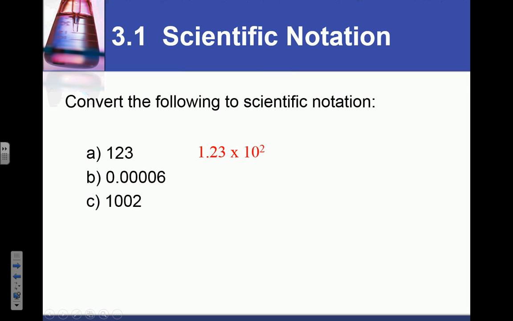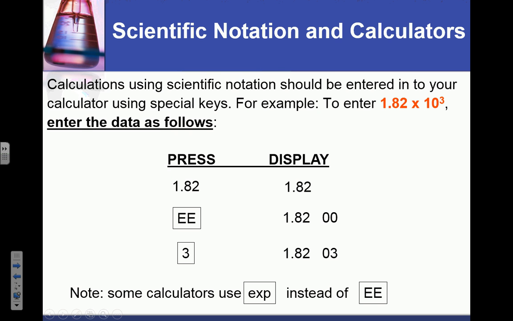If it's a number less than 1, like 0.00006, well, first we have to change the number to between 1 and 10. Well, that's going to be 6. And if we had 6, to get back to that number, 0.00006, we'd have to move the decimal 5 places. So we moved it to here. So to get back, we'd have to divide it by 10, 1, 2, 3, 4, 5 times. Hence, 6 times 10 to the negative fifth. And 1002, that would be 1.002 times 10 to the third.